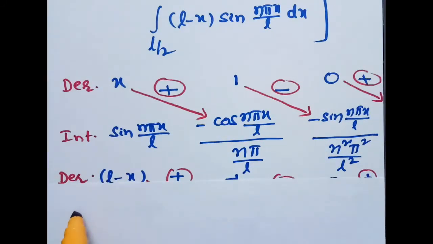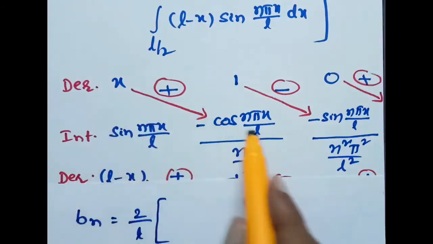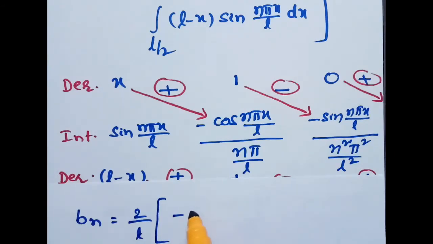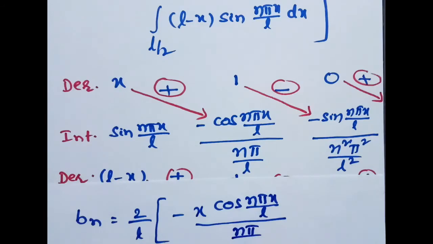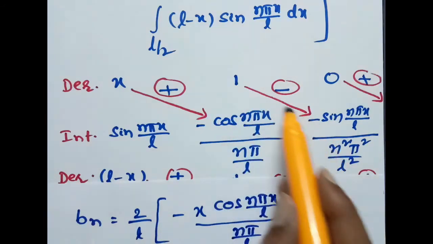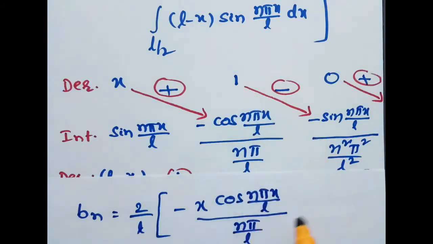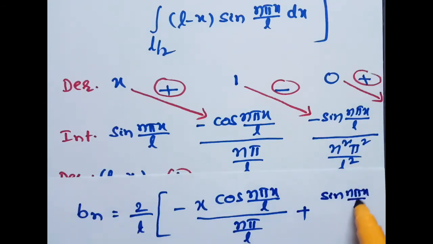Now bn is equal to 2 by L times [minus x into cos of n pi x by L divided by n pi by L, minus into minus plus sin n pi x by L divided by n square pi square by L square], with limits 0 to L by 2.